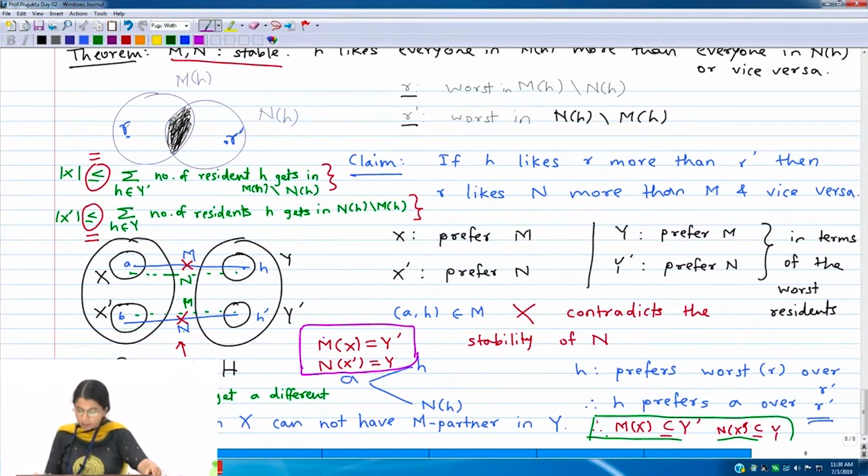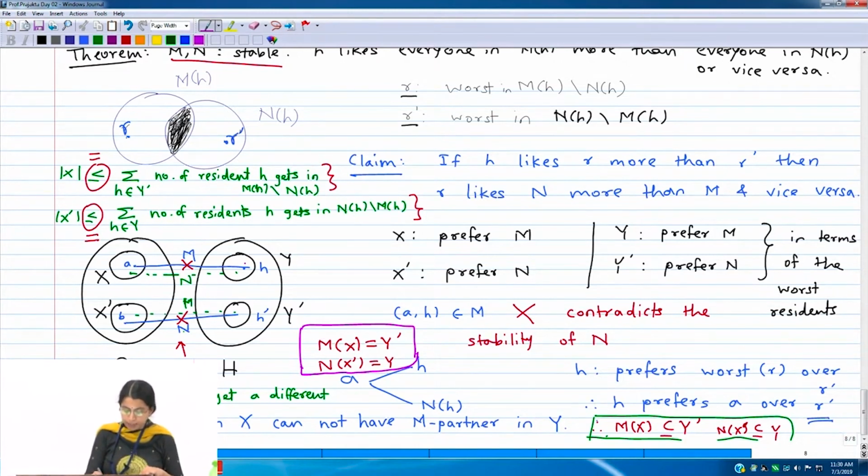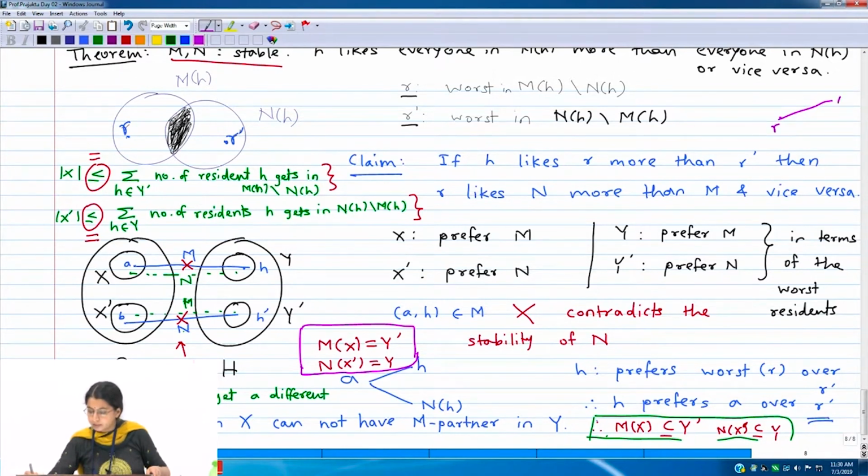Yeah. So in other words, here we said that H likes the worst resident in M over the worst resident in N, but then H cannot have any M partner here, right? So in particular, if you look at any edge of this form, some R and some H, then one of them has to like M and the other has to like N. So it cannot happen that both like the same matching.